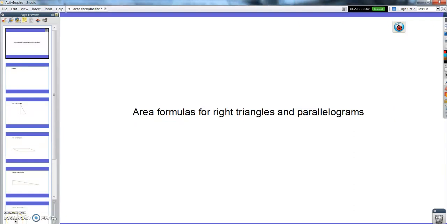Welcome back, Advanced Math. Today's mini lesson is going to be on area formulas for right triangles and parallelograms. So please label that as the next page in your notebook. And when you have done so, unpause, close it up, and think with me.